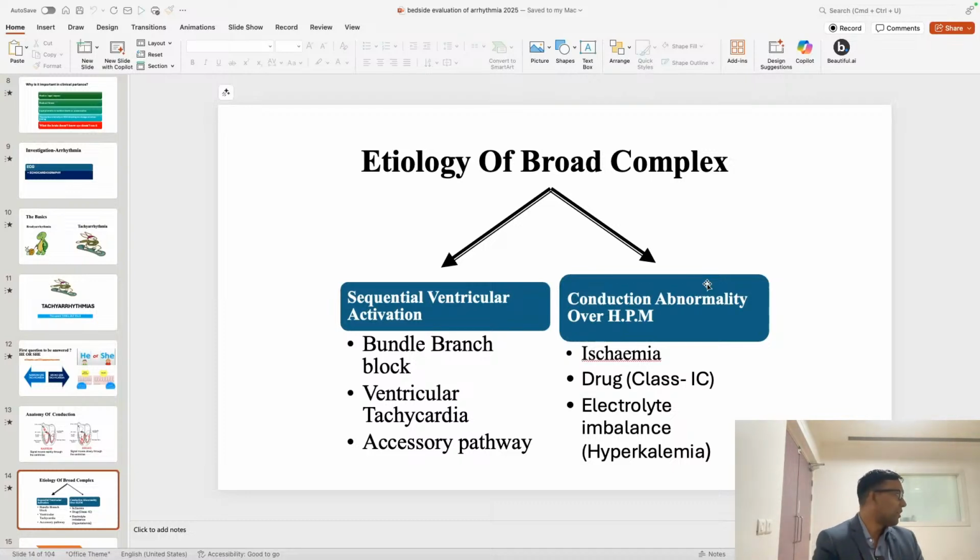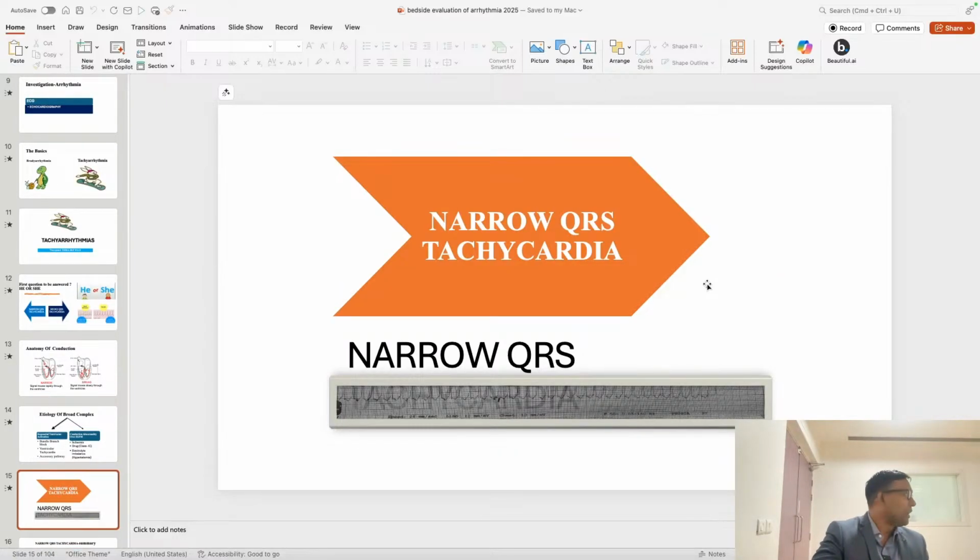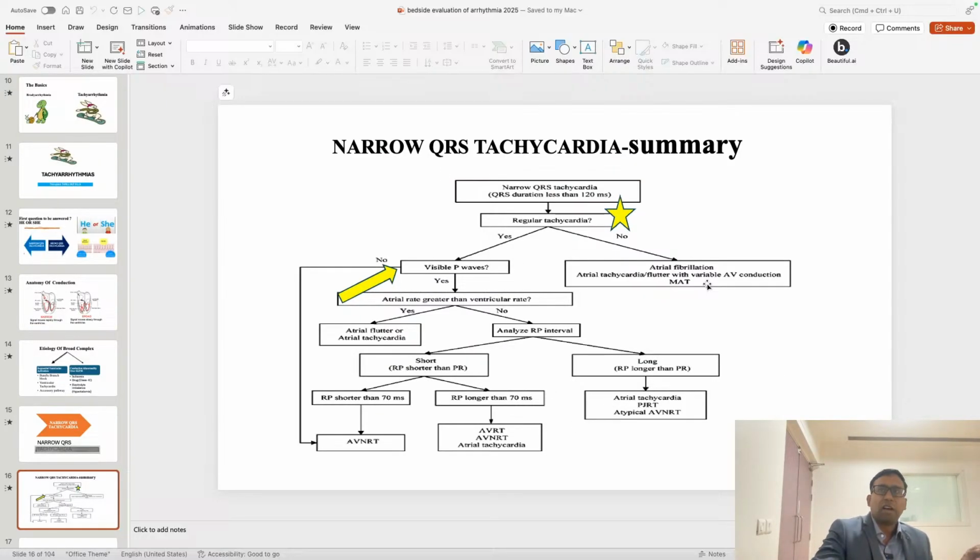You will be getting a broadening of QRS. So either the disease is there or there is some intermittent cause: ischemia, drug, or electrolyte imbalances. Then it will happen. Coming to the narrow QRS, it is a bit easier. The patient is mostly stable. And the first question we have to ask when we say narrow, what next question you have to ask yourself.